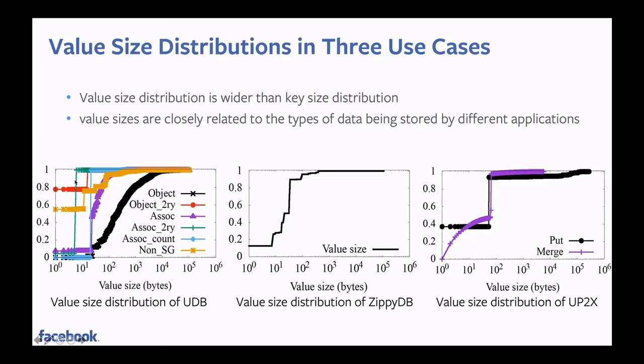For the UP2X case, since we use it to store the user feature or user profile, usually we have some fixed size structures to index them. So we can see this kind of jump in the CDF.